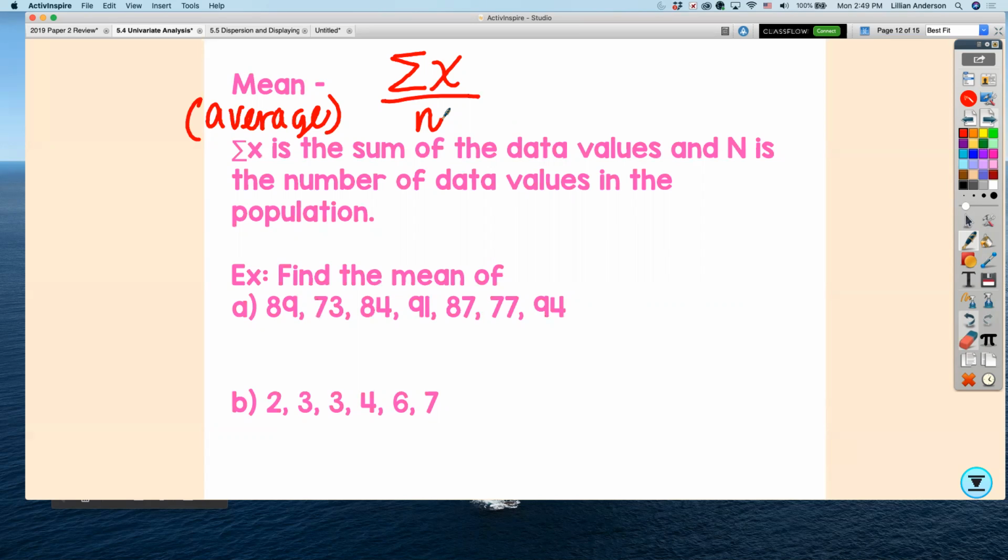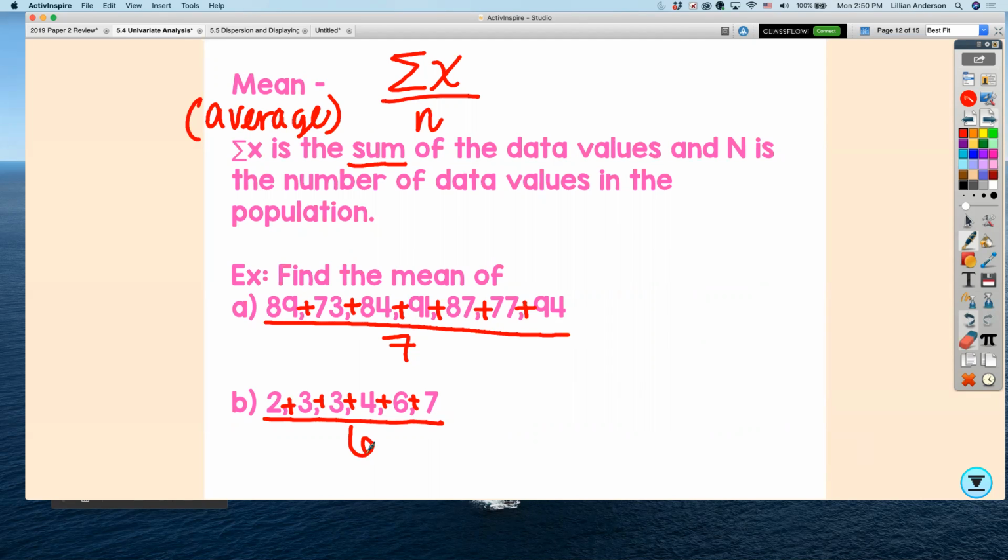It was used with sequences, but it represented the sum of all of your data values, and N is the number of data values in your population. So you add up all of your X values and divide by however many are in your population. So here, to find the mean, we would add all these values up and then divide by the number that we have, which is 1, 2, 3, 4, 5, 6, which is 7. That's how we find the mean. Add up all the values that were given and then divide by however many we have.